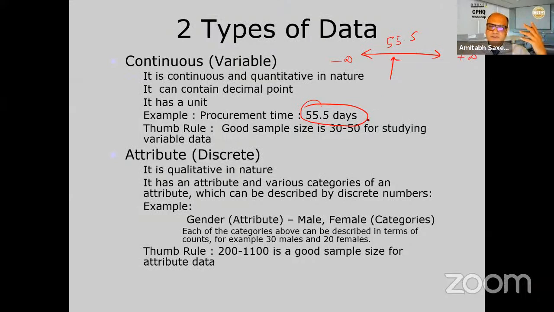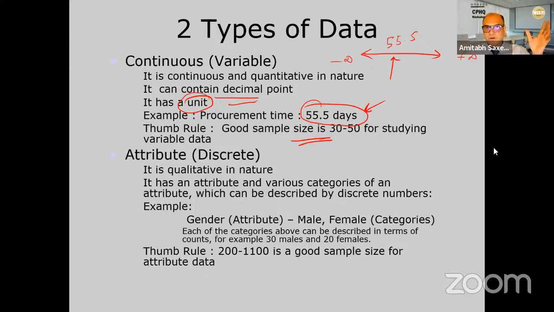Another way of identifying the type of data is that usually it has a unit. Like days, it has a unit, right? Centimeters, blood pressure. These are examples of continuous data. Usually it has the possibility of a decimal point. And for such data, only 30 to 50 samples are good enough to make a fair judgment about the whole population. You'll be surprised to know that. But it is true. 30 to 40, 50 samples is good enough.